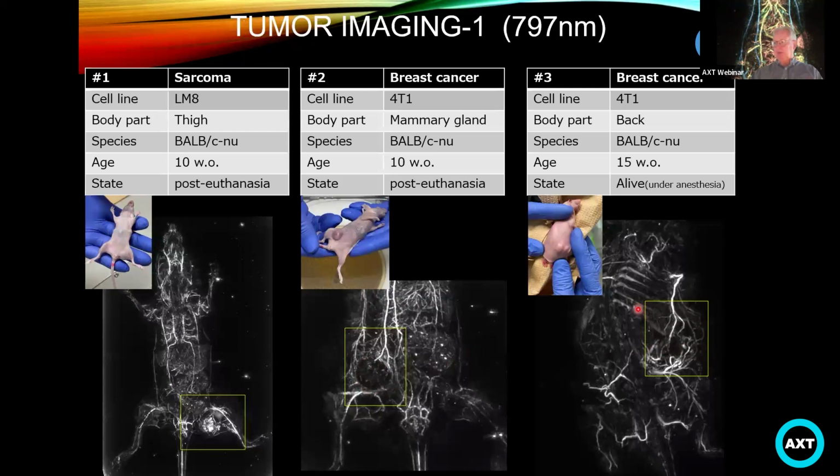The third example is actually in a live mouse. And here we can see some really good images of the angiogenesis in the tumor. This was the same breast cancer cell line, but done on the back of the animal.